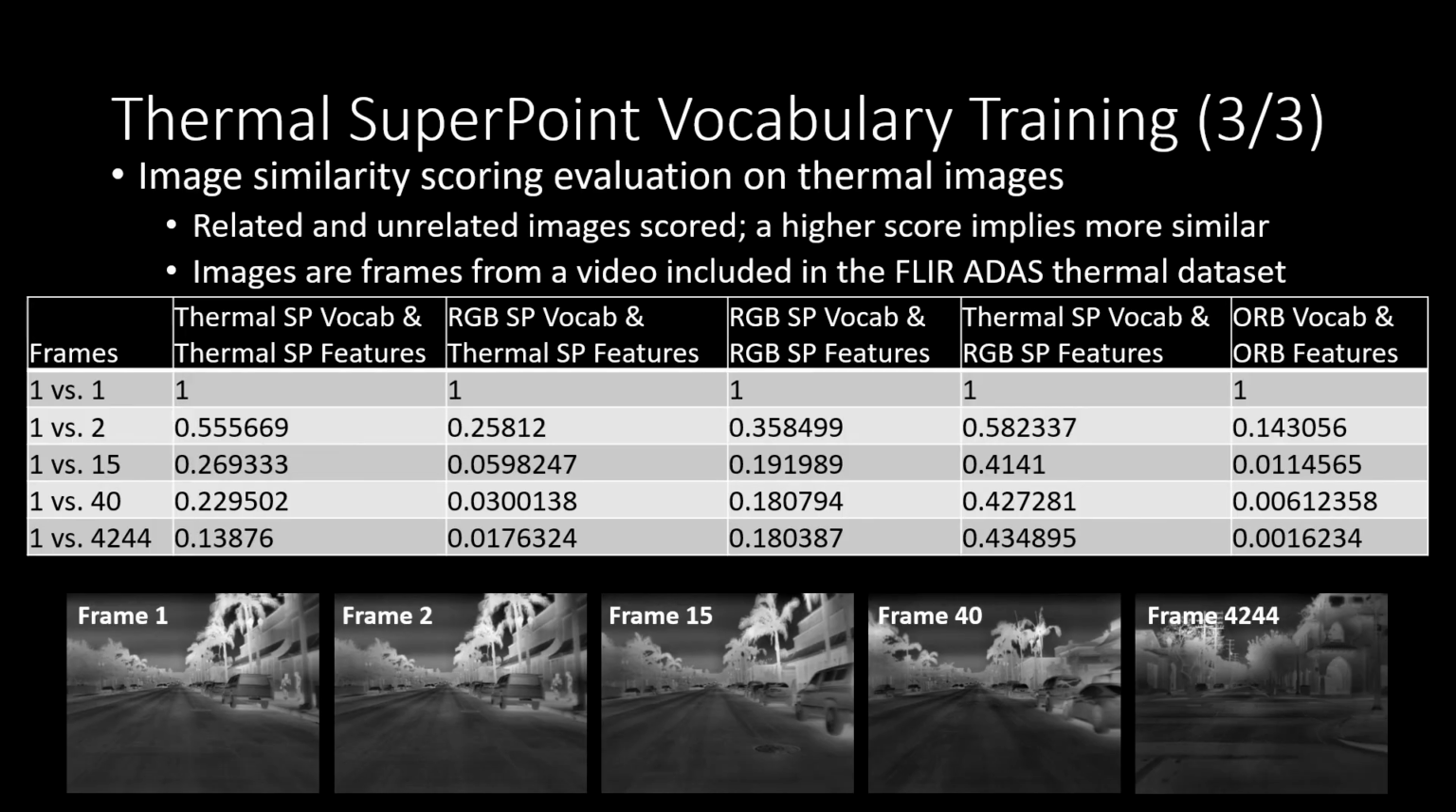Next, we compare the ability of each vocabulary to score similarity between images. We test on progressively dissimilar frames of a video and try various combinations of SuperPoint networks and vocabularies. In almost every case, similarity is ranked correctly, but the ORB vocabulary is more discriminative.